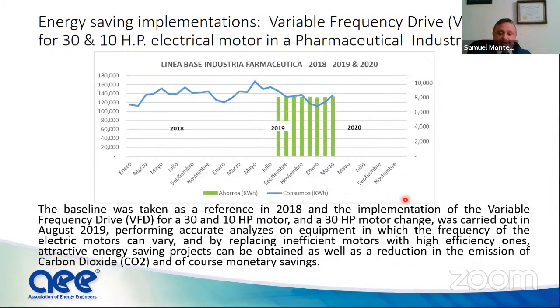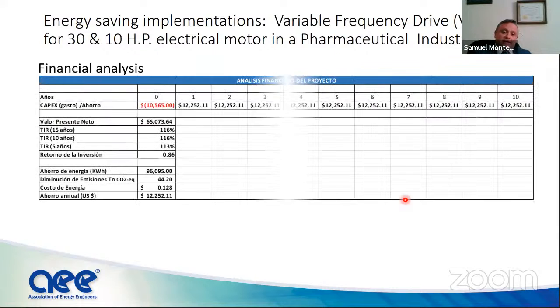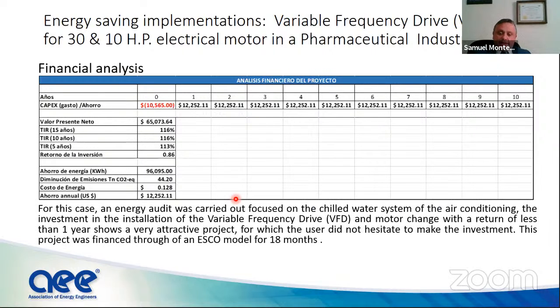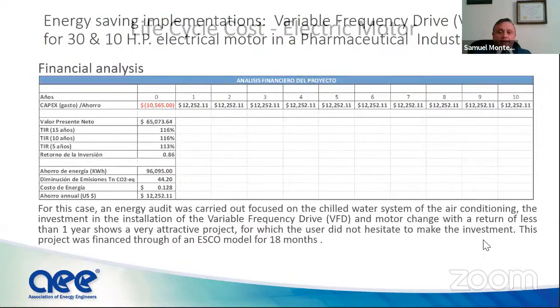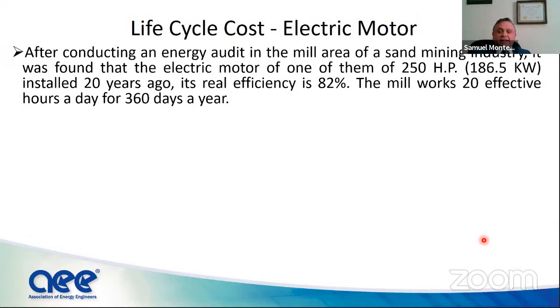Very good reductions. And if you look, the financial analysis shows the net present value and the internal rate of return very, very well, and this one makes it the best. The project was financed through an ESCO model for 18 months too.